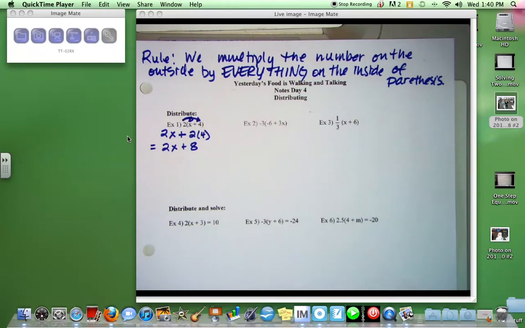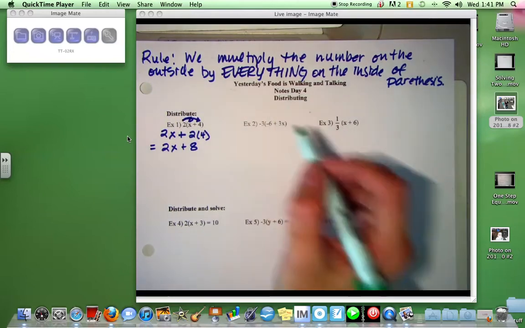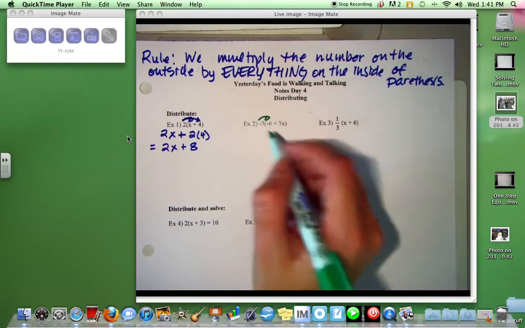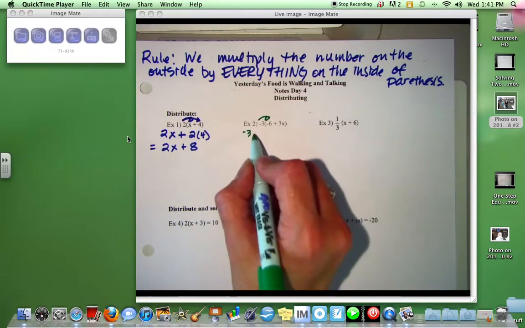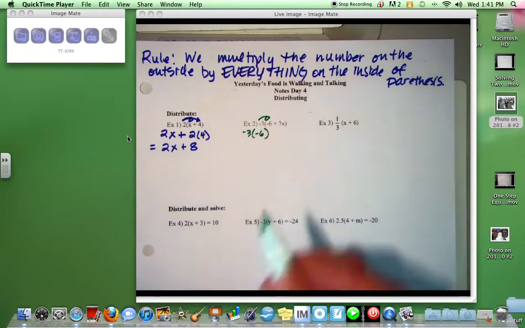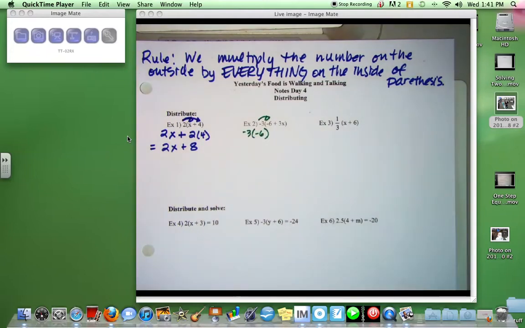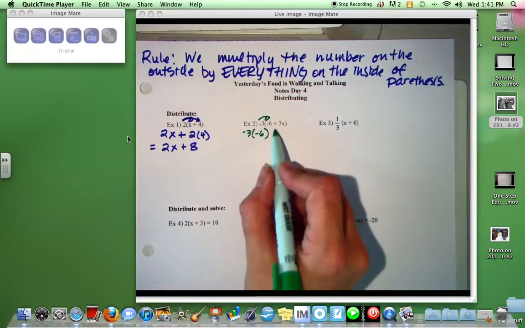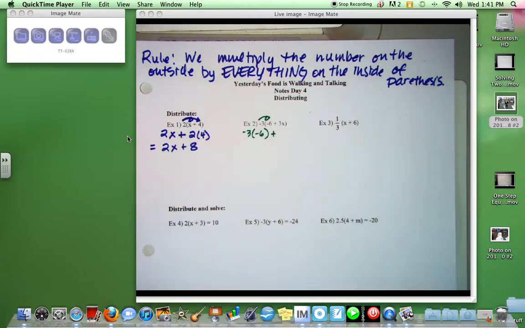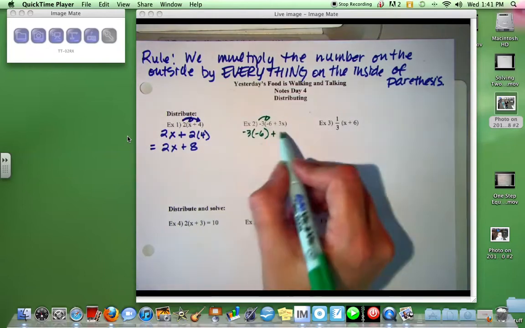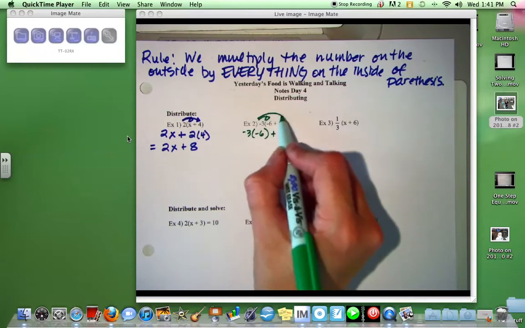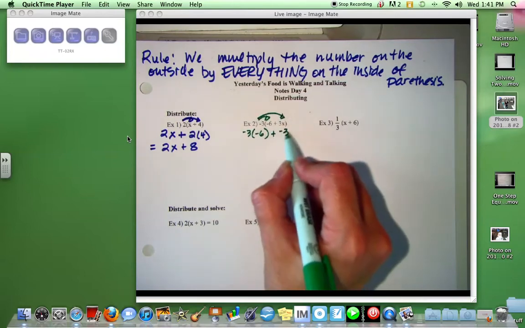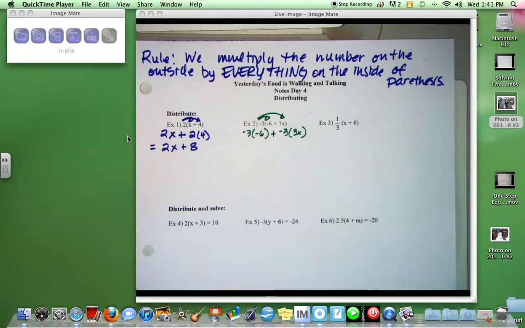All right, example 2. Again, we're just multiplying what's on the outside of the parentheses by what's on the inside. So we have negative 3 times negative 6. Bring down the plus sign that's on the inside of the parentheses. It would be negative 3 plus 3x. It would be negative 3 times x. Because remember, it's parentheses, so we're multiplying.